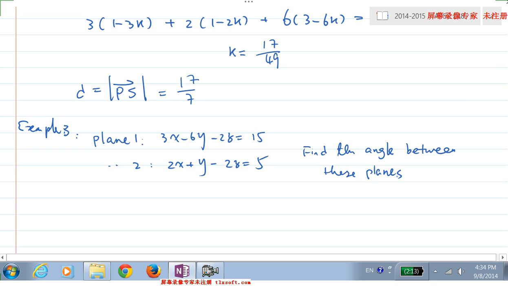What's the angle? Angle basically means the two planes must intersect each other, right? So you can definitely think, well, maybe the two planes are parallel to each other. If they're parallel to each other, then there's no angle, 0, between the two planes. So the quick question to ask is, here are the two planes. How do I know whether the two planes are parallel or not parallel?